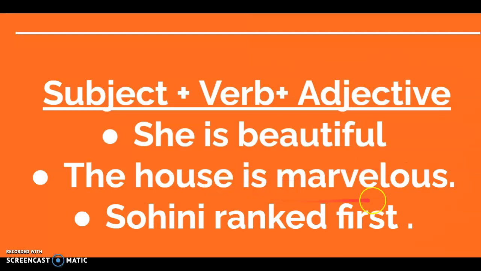The house is marvelous. The house is the subject, is is the helping verb, and marvelous is an adjective, adjective of quality. Sohini ranked first. Sohini is the subject. She did what? She ranked. Ranked first. First is the adjective of number, numeral adjective. If you want me to make a separate video on adjectives, do comment.